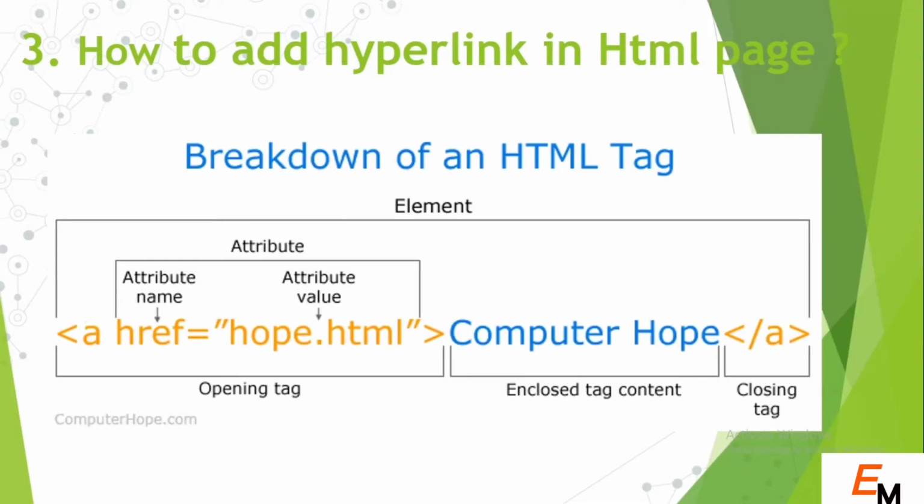So the third question is how to add a hyperlink in an HTML page. To do this, we have a tag called the anchor tag. Inside the anchor tag we have an href attribute, and here we have to give the name of our file which we want to show after clicking on the link. So let's see the practical.